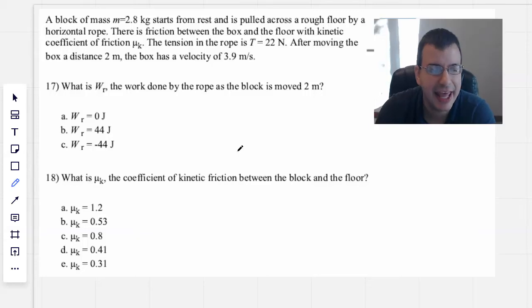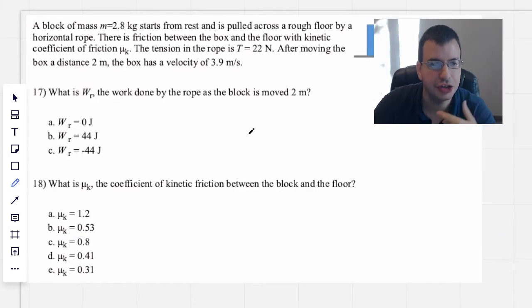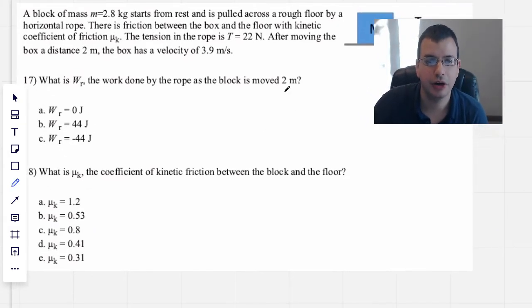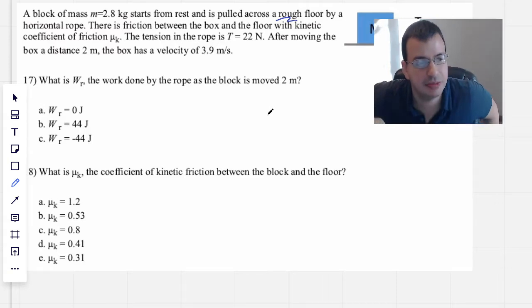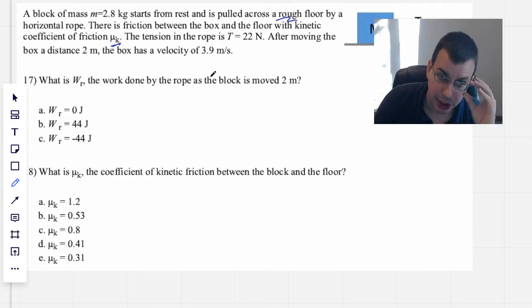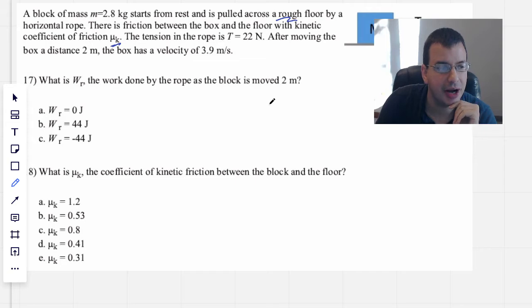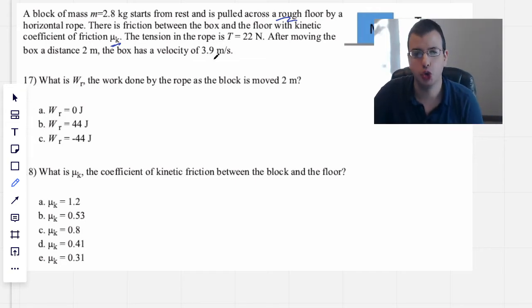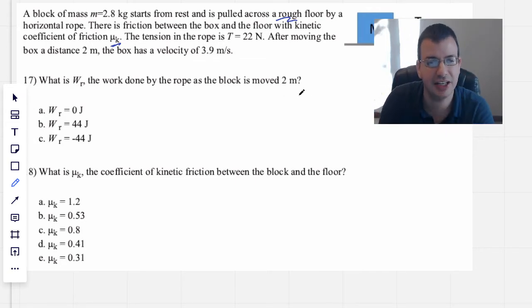A block of mass m, which is 2.5 kilograms, starts from rest and is pulled across a rough floor by a horizontal rope. There is friction between the box and the floor with a kinetic coefficient of friction, basically meaning the friction due to motion. The tension of the rope is 22 newtons. After moving the box a distance of 2 meters, the box has a velocity of 3.9 meters per second.